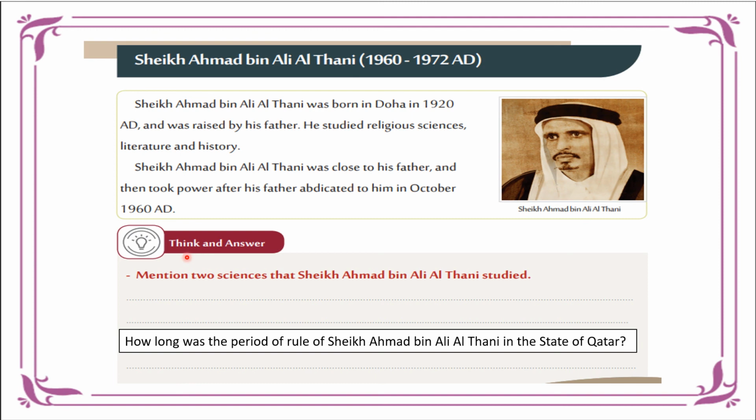Now let's think and answer. Mention 2 sciences or fields of study that Sheikh Ahmed bin Ali Al-Thani studied. We can just go back to our paragraph right here. It's mentioned that he studied religious sciences. You can also say that he was into literature and, of course, history. And how long was the period of rule of Sheikh Ahmed bin Ali Al-Thani for the state of Qatar? The answer would be in here. The timeline was from 1960 to 1972 AD.